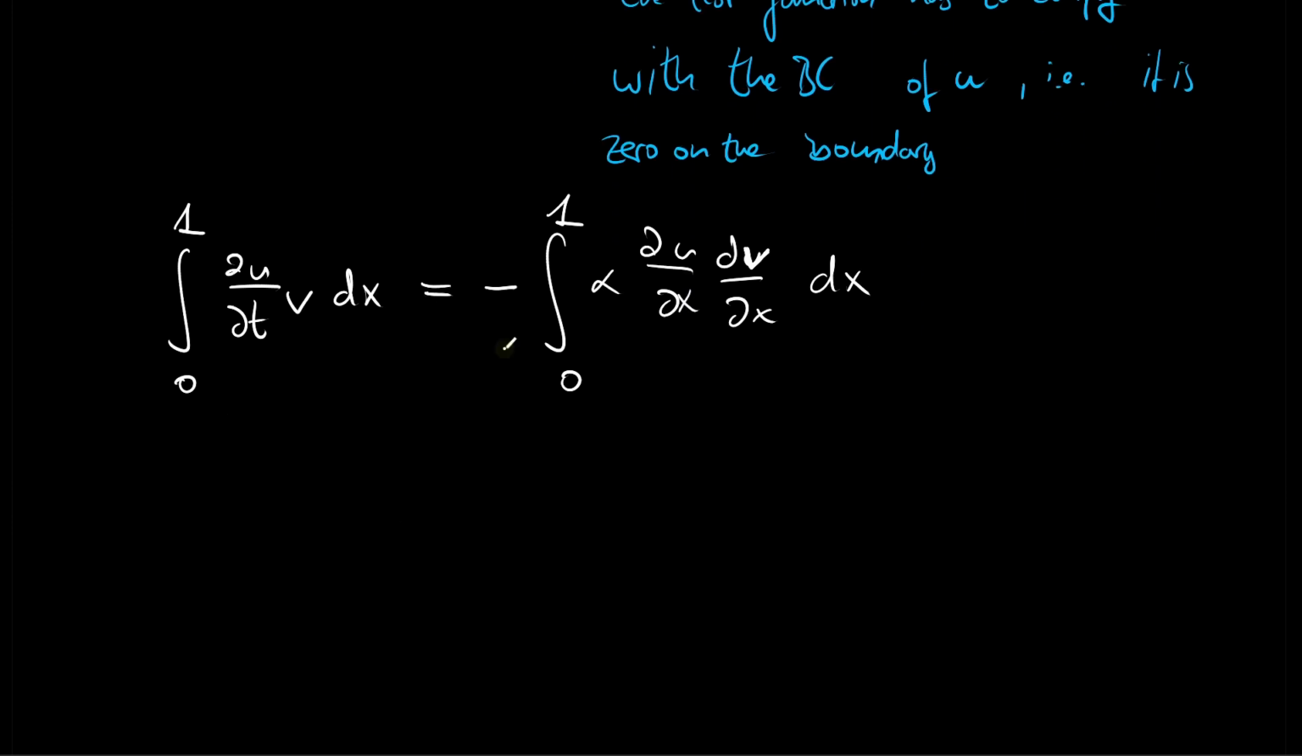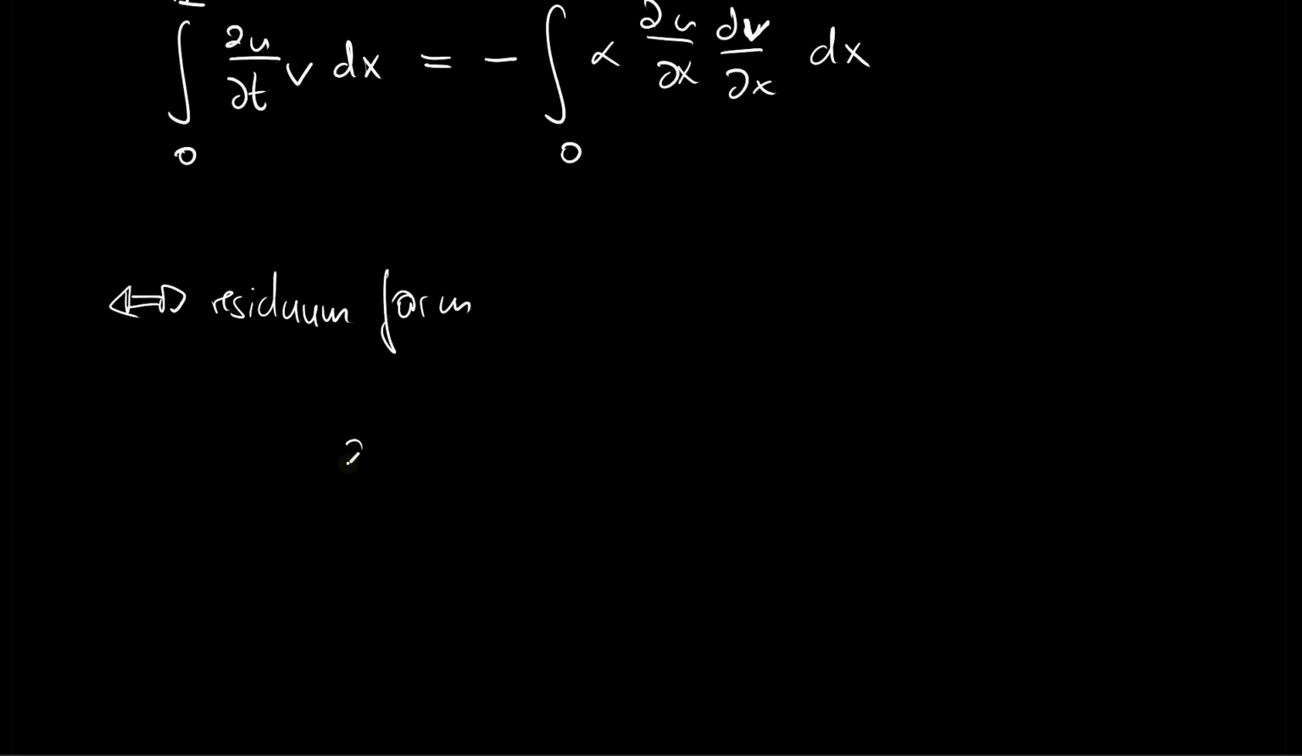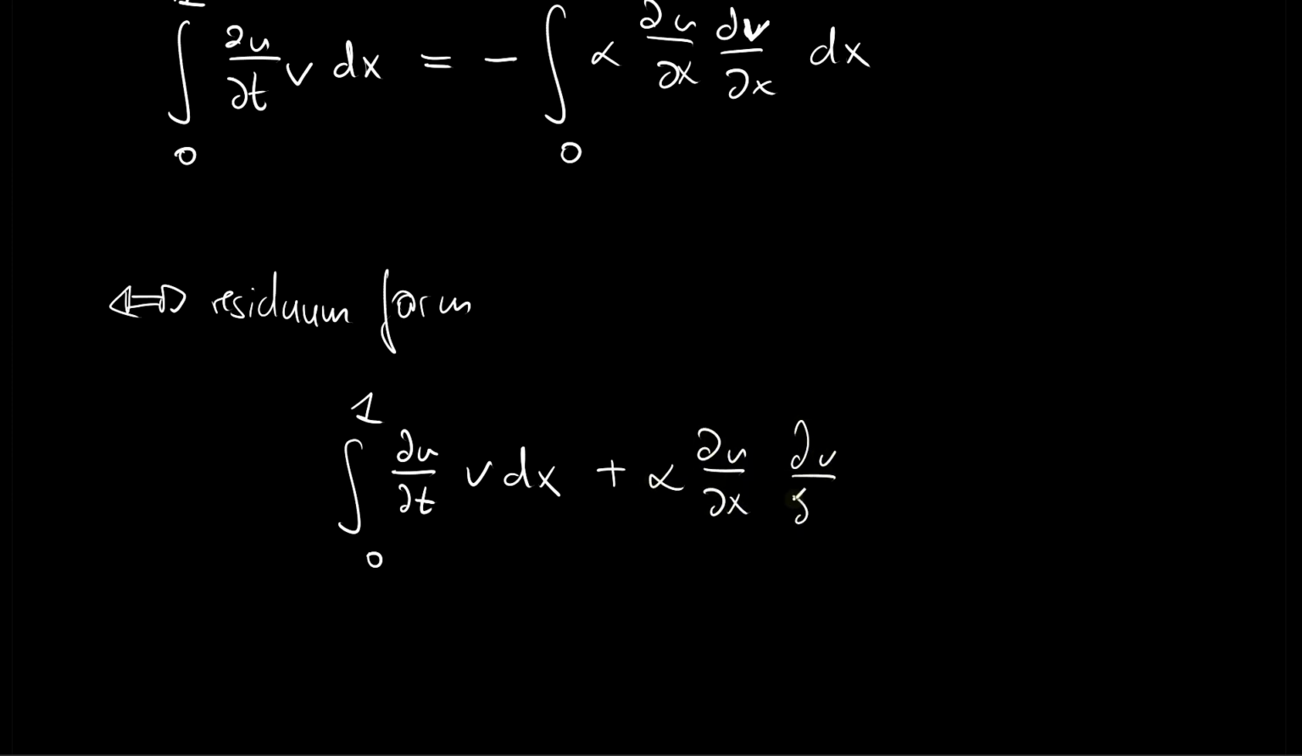By the way, we can also equivalently write this in Residuum form. So let's put this into Residuum form. And in that particular case, we will just have a 0 on one side. So we will have the integral from 0 to 1 over du by dt times v dx plus alpha du dx dv dx integrated by dx, or maybe I want to put it into one big integral, and then this one shall be equal to 0.